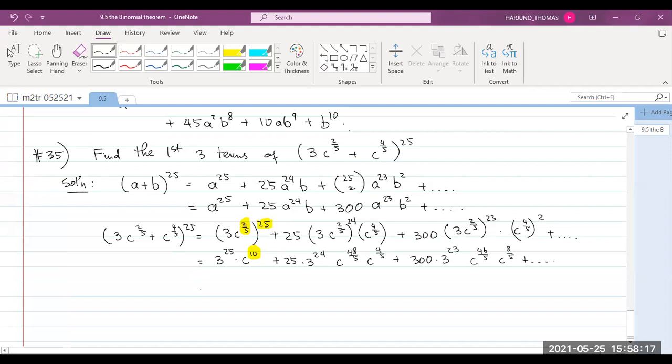Go on further, let me just leave it like this. 3 to the 25th, c to the 10th, plus 25 times 3 to the 24th, c to the, what's that, 52 over 5? Plus 300 times 3 to the 23rd, c to the 54 over 5.